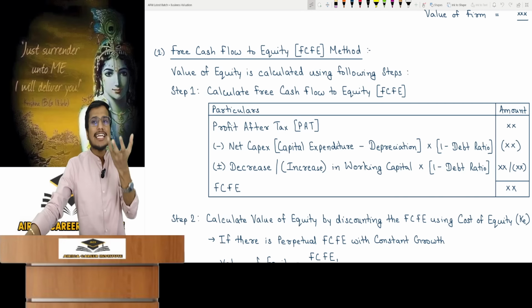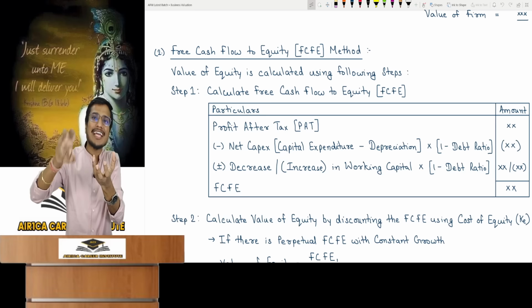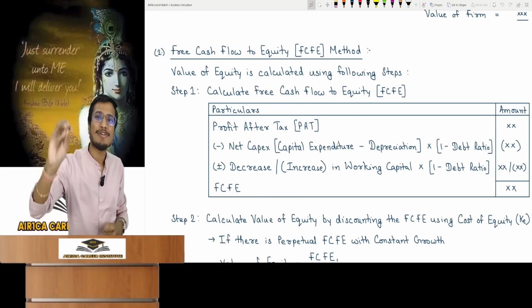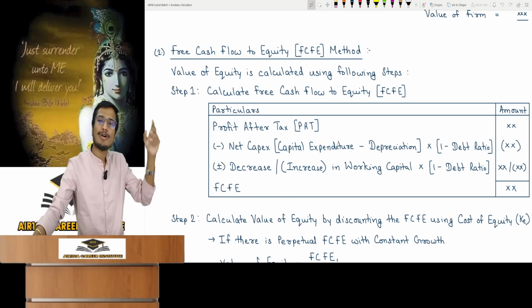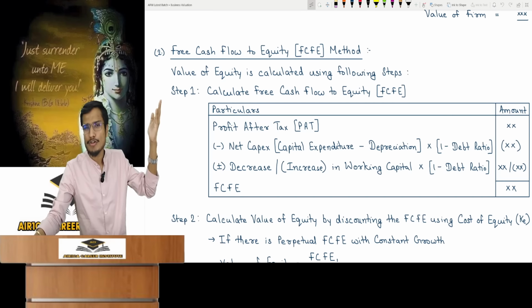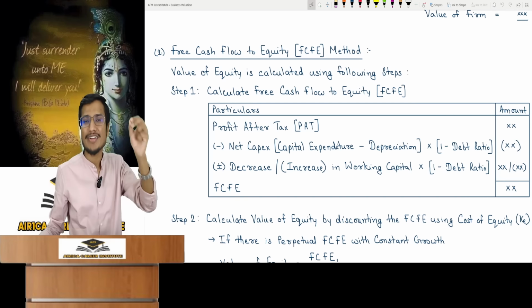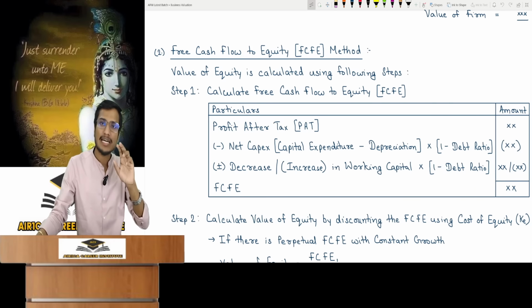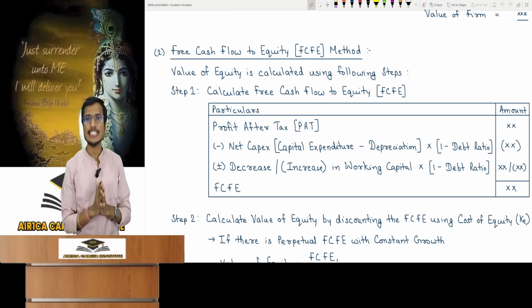In this method, you find the free cash flow the firm makes available for its equity holders. So you need to find out the cash flow the company generates for its equity holders. This method gives the value of equity, and the first of two steps is to calculate the free cash flow to equity. The logic will remain the same. We will just do some extra things in this which we will understand. First, free cash flow to equity.